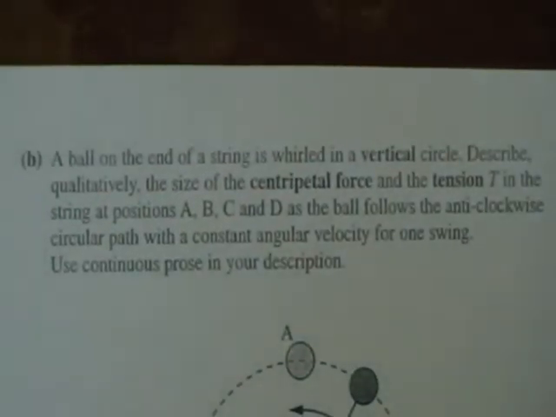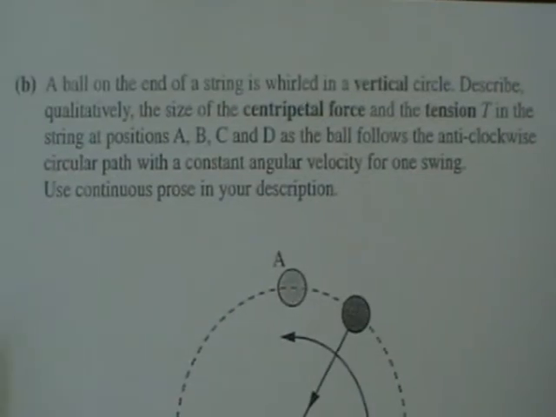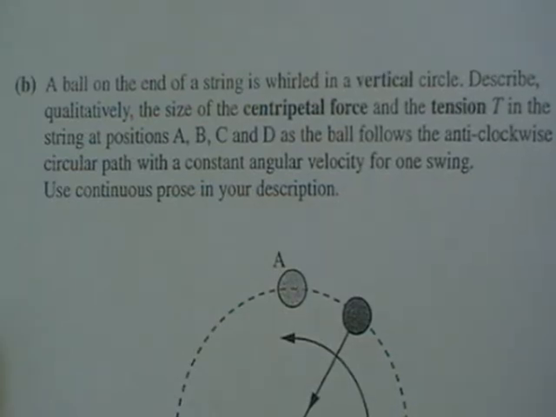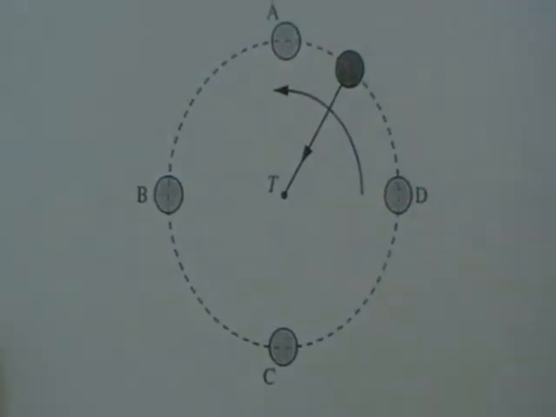A ball on the end of a string is whirled in a vertical circle. Describe qualitatively the size of the centripetal force and the tension in the string at points A, B, C, D as the ball follows the anti-clockwise circular path with a constant angular velocity for one swing. Use continuous prose in your description. In other words, write complete sentences. Now I'm not going to do that, but you should.